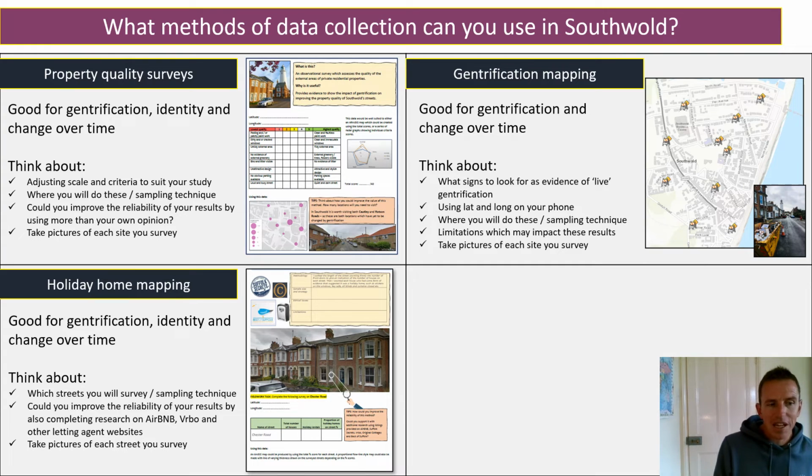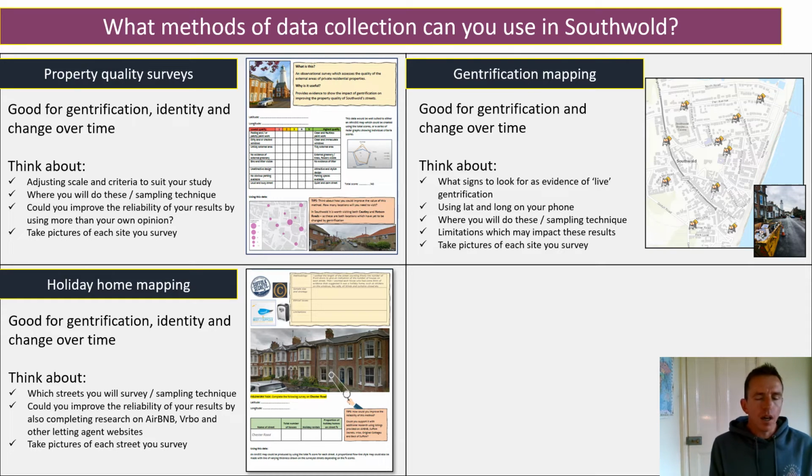So one of the things that potentially you could do to enhance the reliability of this is go on Airbnb, Vrbo, Booking.com, or any of the local letting agents' websites, and try and actually work out on any given street in Southwold how many of those houses are holiday homes. And ultimately, what you should then be able to work out on a street-by-street basis is what proportion or percentage of the houses on those streets are holiday homes.